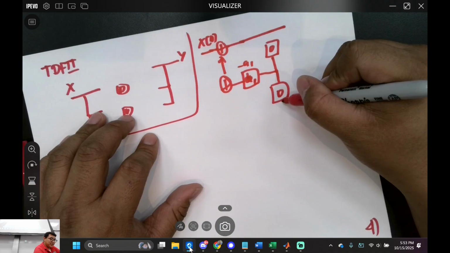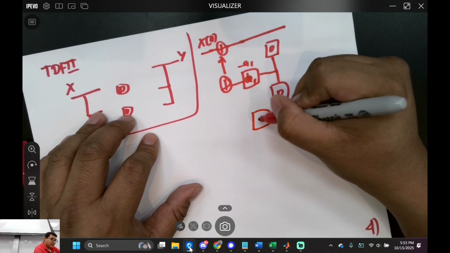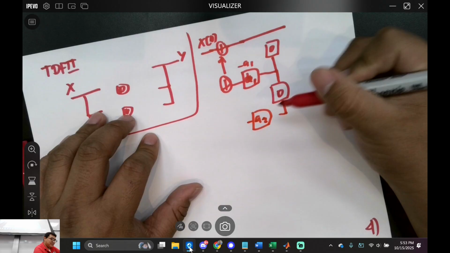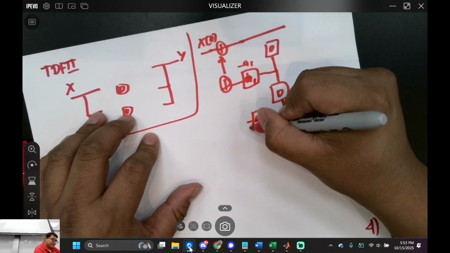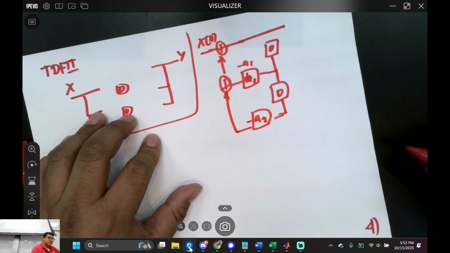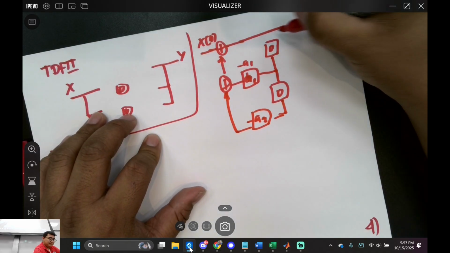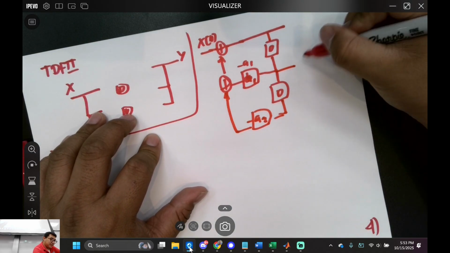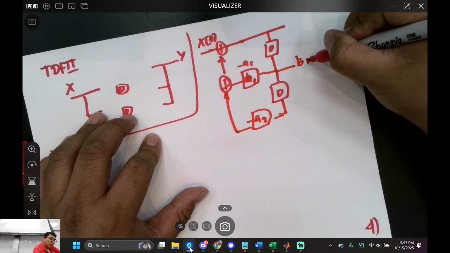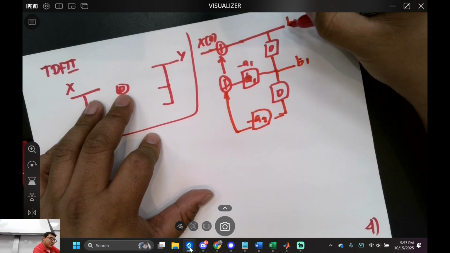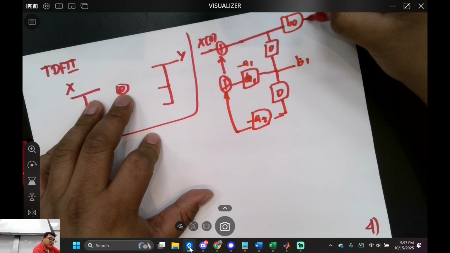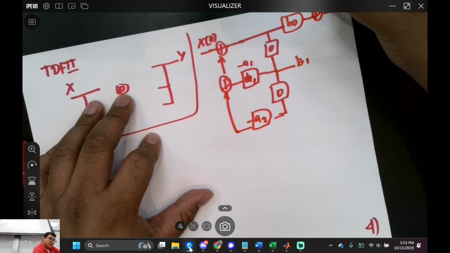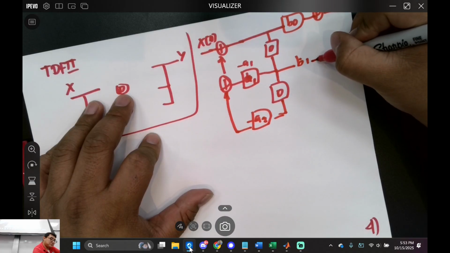So let me show you this. Minus A2, right? Is that good with everybody? Is that good? And then what I'm trying to do is B of 1, B of 0. I think that's how it works. Plus, yeah, Y of n.